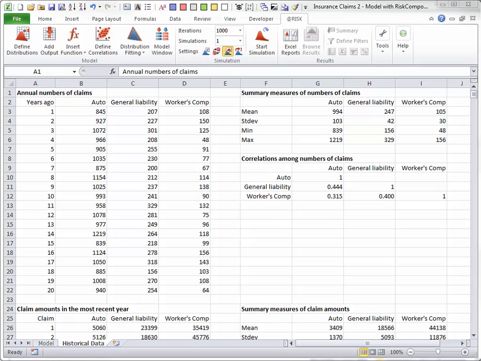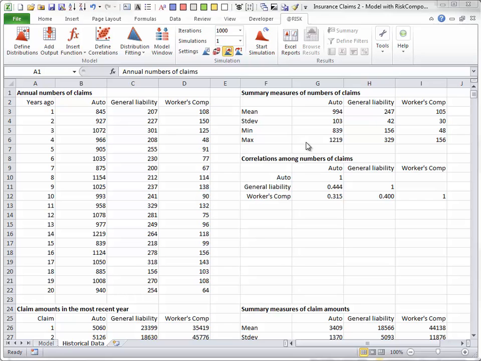To do this, it must estimate the number of claims of each type and the typical claim amount of each type. The company has the historical claim data shown here. The upper section lists the number of claims of each type for the past 20 years. Several summary measures appear to the right of the data. For example, each year had between 839 and 1219 auto claims.